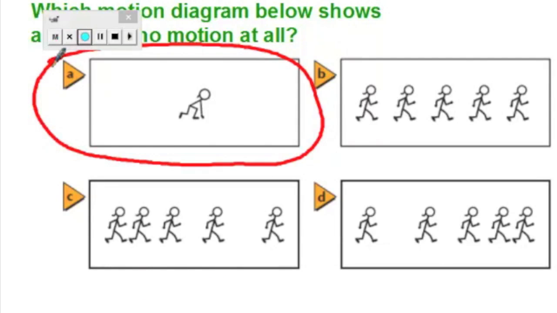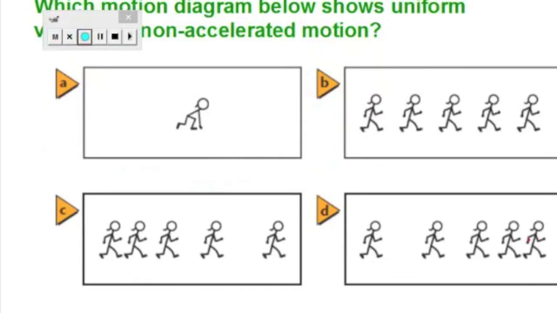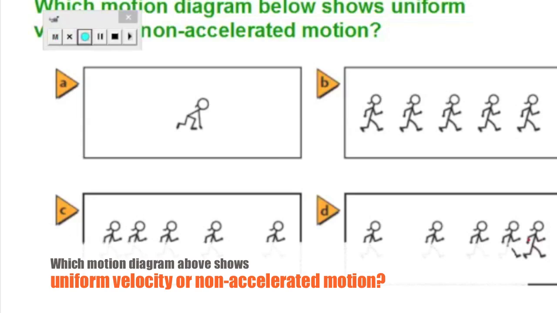In spite of each second going by, we don't see separate images. It's all the same superimposed. All right. Which shows uniform velocity or non-accelerated motion? A constant velocity. Which shows a constant velocity? A, B, C, or D? Good options here. Of course, B.